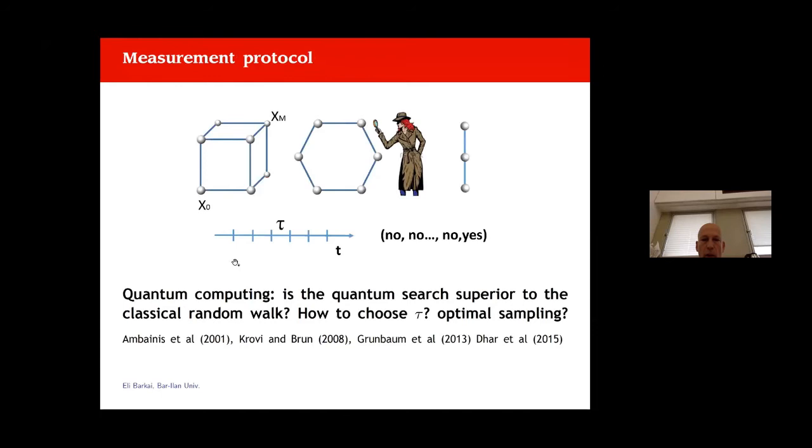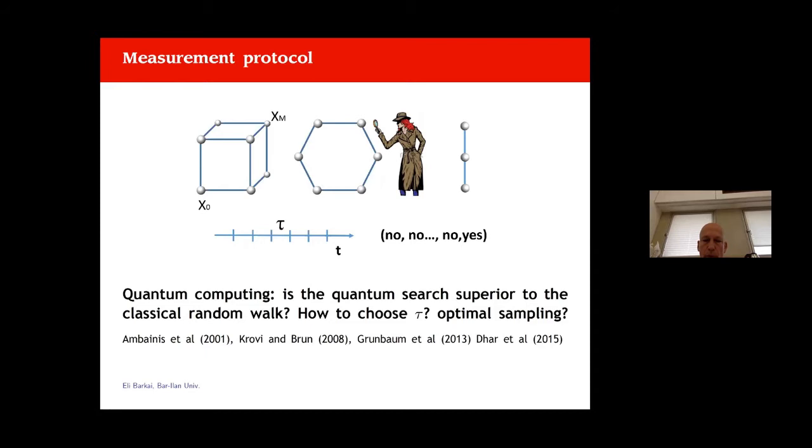The question was introduced in the context of quantum search algorithms. And the question is, is this quantum search superior to the classical walk from the point of view of fast detection? How do we choose tau?